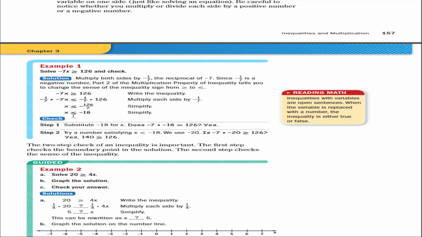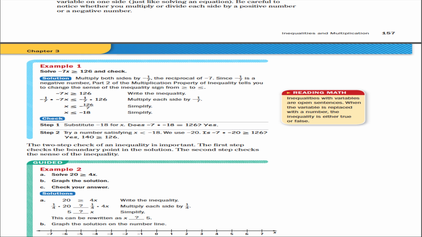We check for the negative 18. We check for the boundary point. Does it work? Yes. Great. Now we find a number where x is less than negative 18 and put it into the inequality. Does it work? If it does, then yeah, we got the sense of the inequality right. If it doesn't, we may have the sense wrong. You need to check both of them. It's not enough to just check one because you have two things you have to verify.